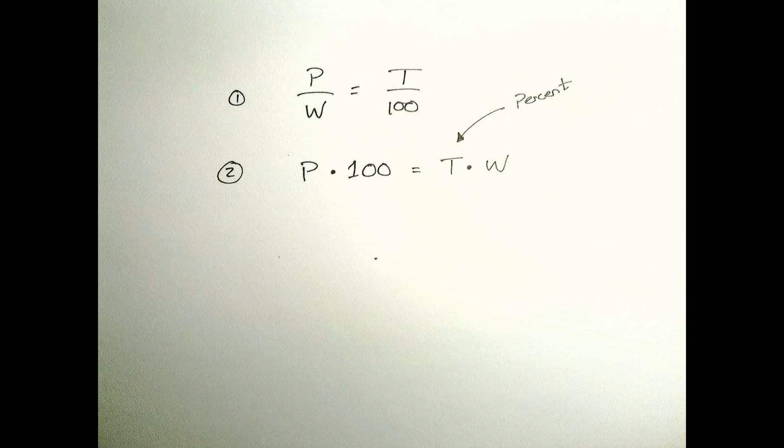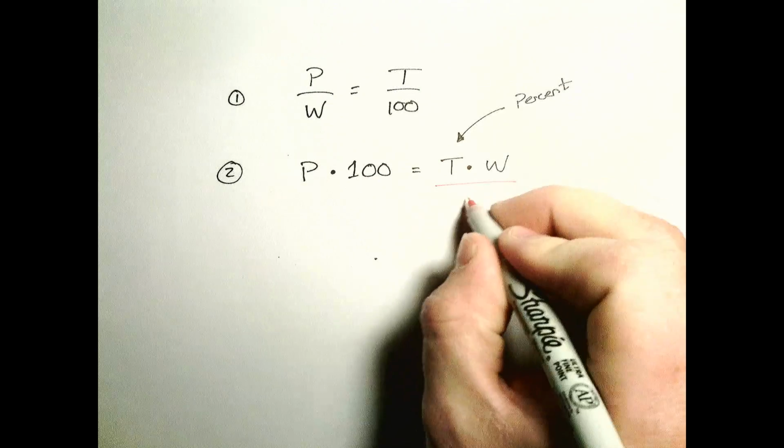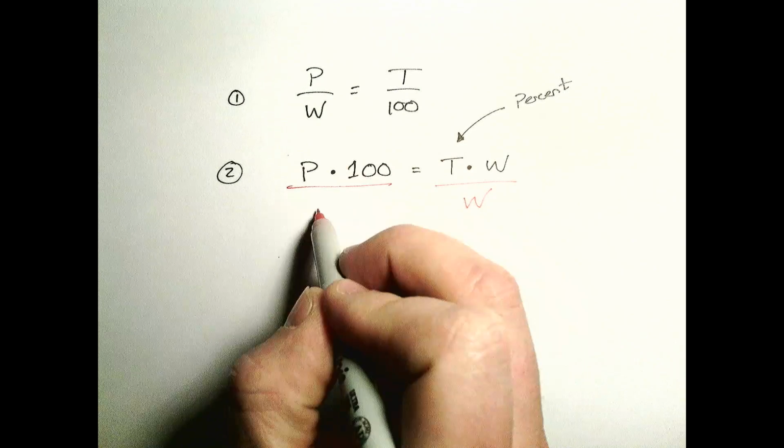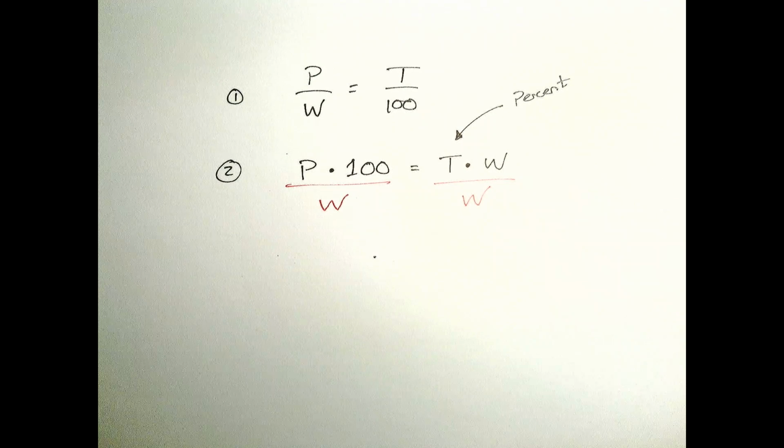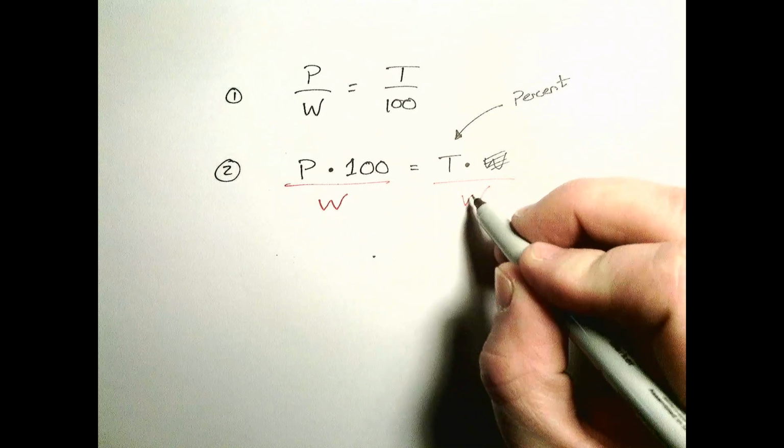All right, so I want to find percent. How do I get T by itself here? How do I get T by itself, Finn? Divide by W. I'm going to divide by W. Oh, yeah. Divide. What happens to my W's over here? They cross out. Yeah, they cross out. P equals T times W over 100.